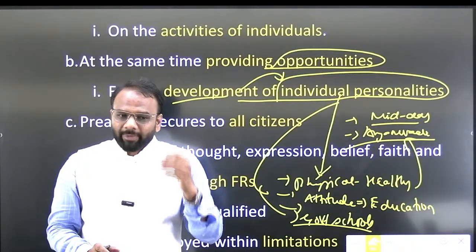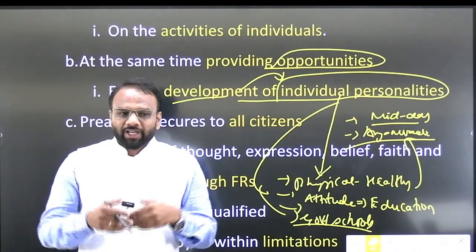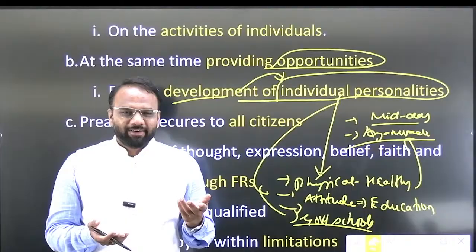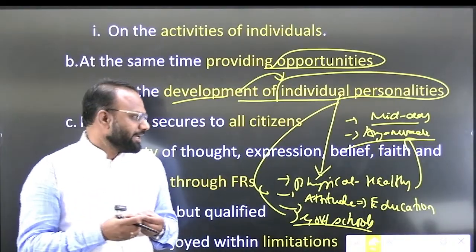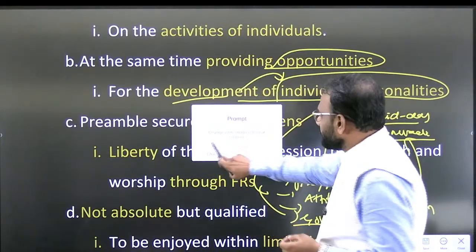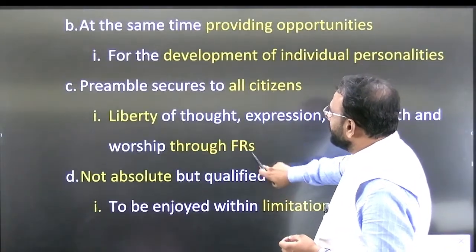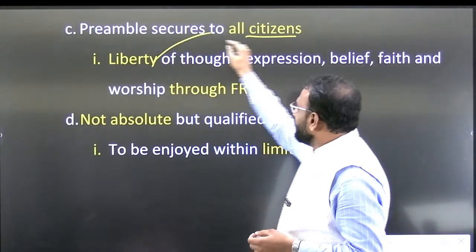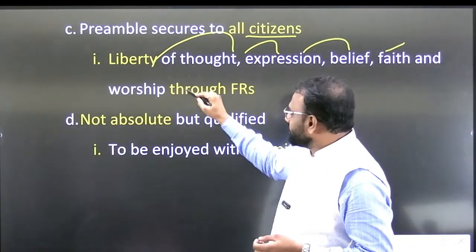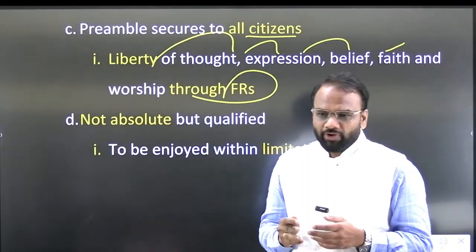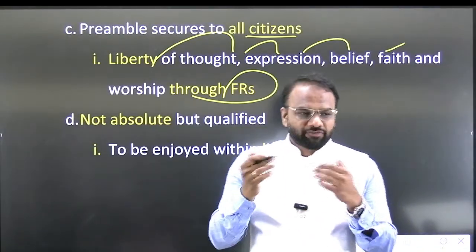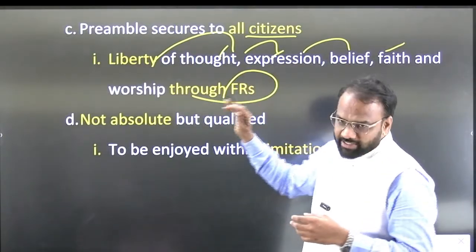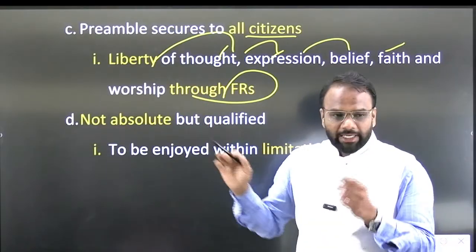So when government is providing these facilities, what are they upholding? Sovereignty, equality, fraternity, or liberty? Liberty. We should be able to connect these points. The preamble secures to all citizens liberty of thought, expression, belief, faith, worship through fundamental rights. We have not yet discussed fundamental rights. After discussing them, we will come to know how liberty of thought and liberty of expression are upheld. Once we complete the discussion of fundamental rights, you will get a clear picture.